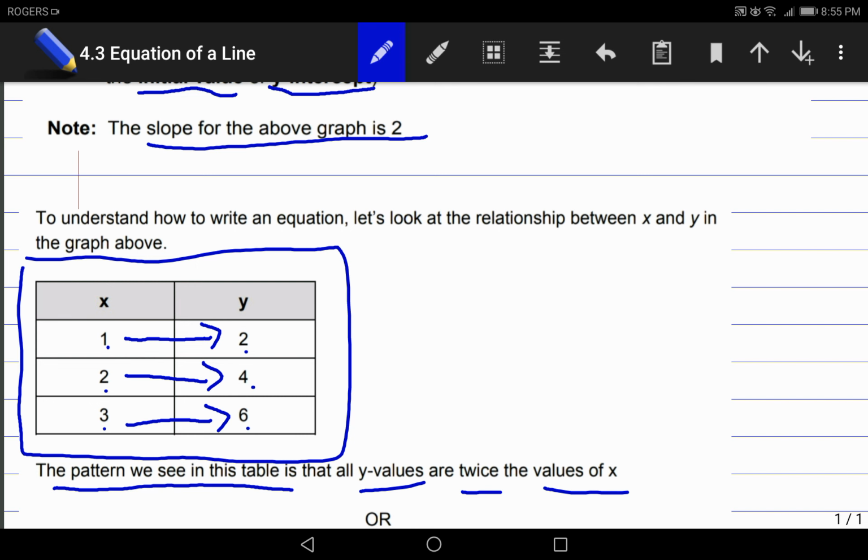So how would we write that as an equation? Well, Y equals 2 times the value of X. So 2 times our X values. That right there is a linear equation.